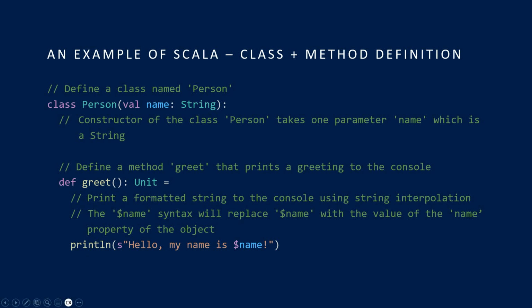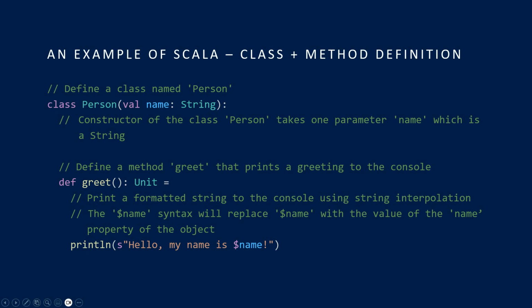So it prints a formatted string to the console using string interpolation, where the dollar name syntax here will get replaced with the value of the name property of the object, which we've got coming through this parameter. So yeah, that's all set up there. It just goes hello, my name is, and then whatever name is.